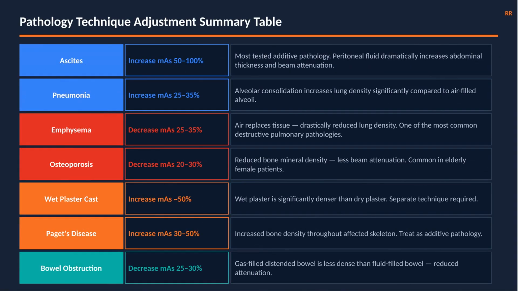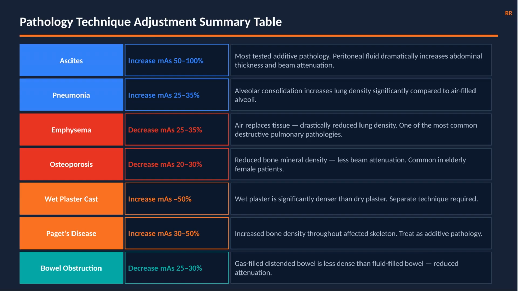7 pathologies the ARRT directly tests. Ascites. Increase MES 50 to 100%. Peritoneal fluid dramatically increases abdominal thickness and attenuation. Most tested additive. Pneumonia. Increase MES 25 to 35%.